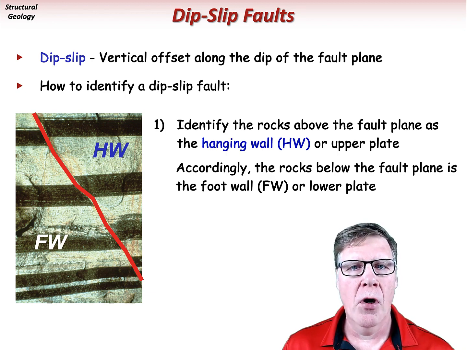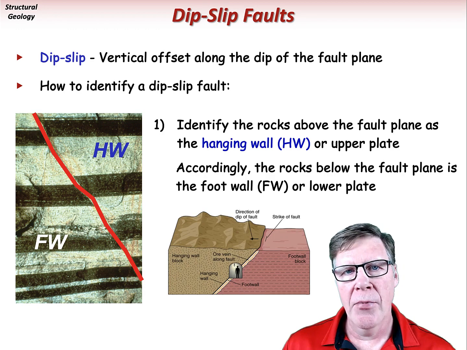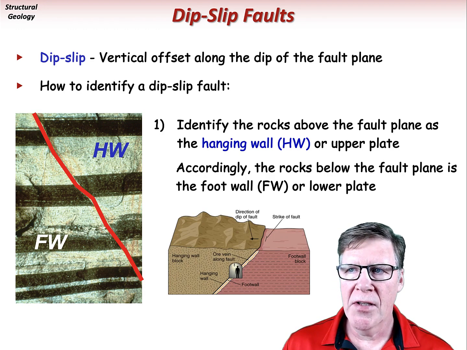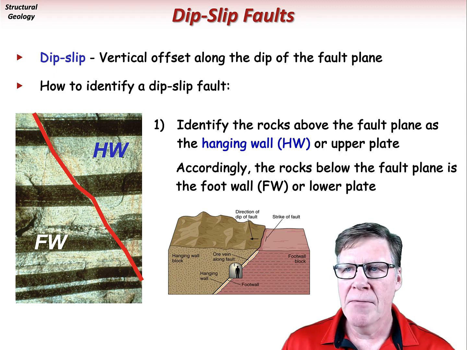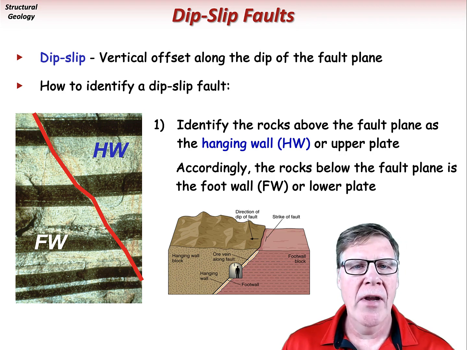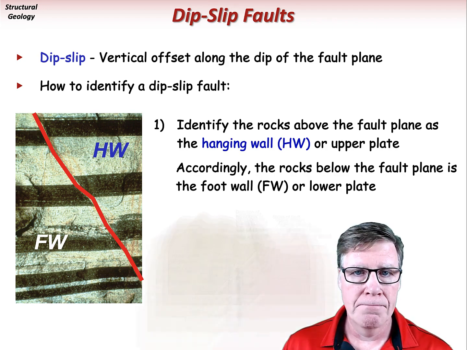Hanging wall and footwall are older terms, originally derived from underground mining operations. Ore bodies and their associated mining tunnels are often located along fault planes. In the tunnel, a miner can hang from the rocks above their head, thus the term hanging wall, and the rocks at their feet are part of the footwall.